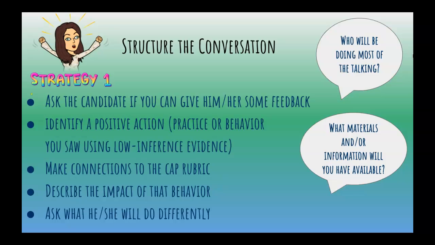The first strategy is to structure the conversation. First, ask the student teacher if you can give him or her some feedback. Then identify a positive action. This would be a practice or behavior you saw using low inference evidence. We will look at high and low inference evidence on the next slide. Next, make connections to the CAP rubric. This is important because this is the criteria he or she will be evaluated on.